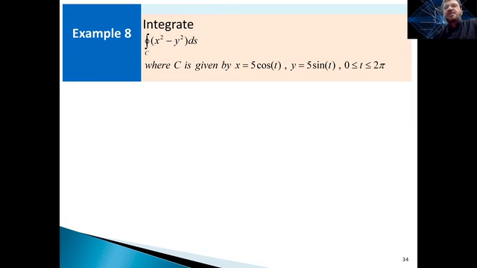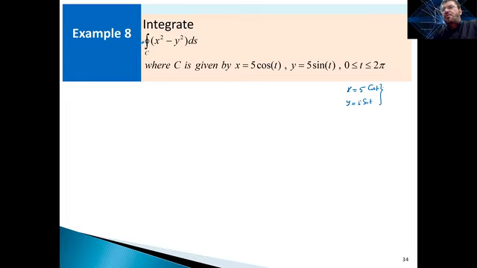I need to integrate this one. Look at the sign here. There's a hint here. This is a closed curve, over a closed curve where C is this one. Do you think this is a closed curve, guys, from 0 to 2 pi? Look at this one. X is equal to 5 cosine t, and y is 5 sine t.